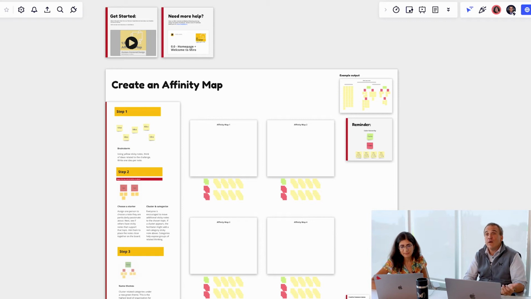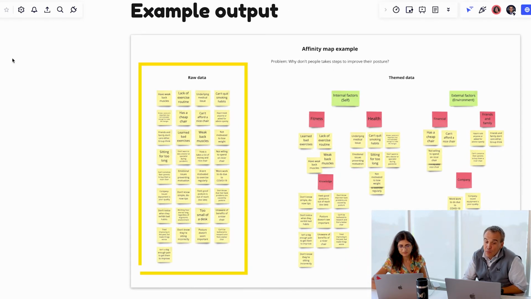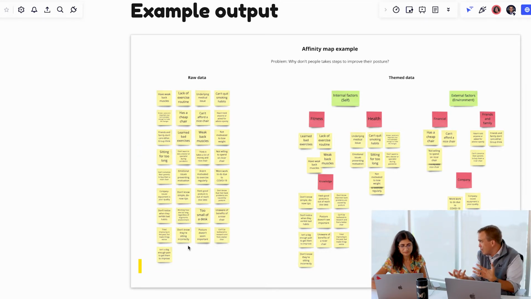I'm going to move everyone, however, to the upper right-hand corner of the template, into the example output, where in this case, Anna has been kind enough to show us a little bit of raw data on the left-hand side, and then a little bit of the after effect, or the post-processing effect, on the right-hand side.